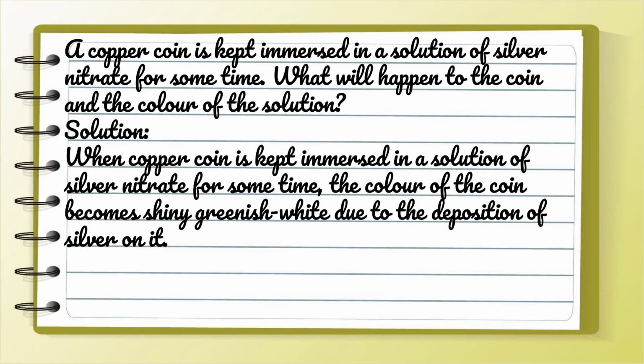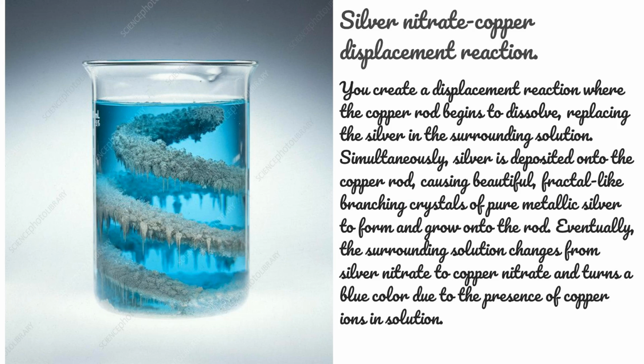A copper coin is kept immersed in a solution of silver nitrate for some time. What will happen to the coin and the color of the solution? Solution. When copper coin is kept immersed in a solution of silver nitrate for some time, the color of the coin becomes shiny greenish-white due to the deposition of silver on it. Silver nitrate copper displacement reaction. You create a displacement reaction where the copper rod begins to dissolve, replacing the silver in the surrounding solution.